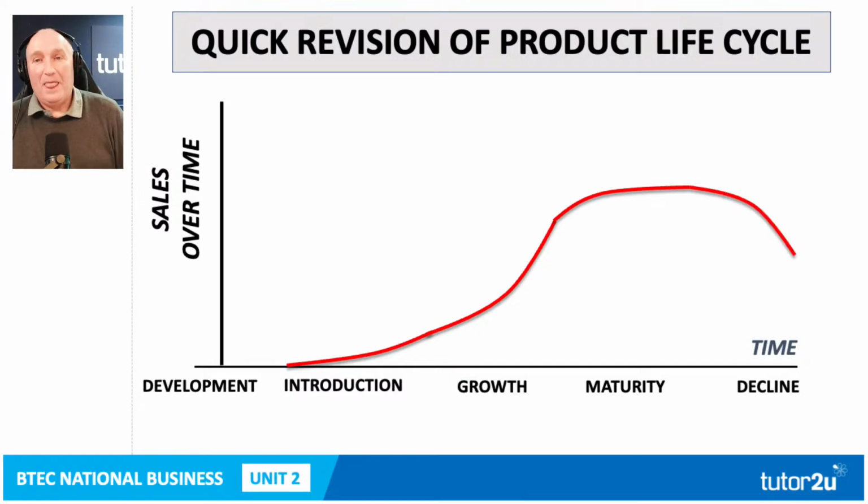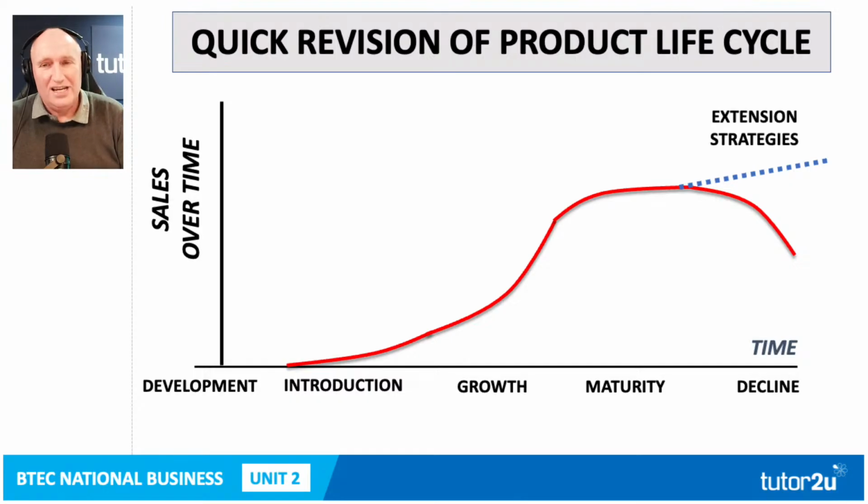It is decline. But of course, how can you avoid the decline stage? What is it that you can use to avoid the decline stage in the product life cycle? This is a super quick revision. Product extensions. Leonie's first in there with extension strategies.